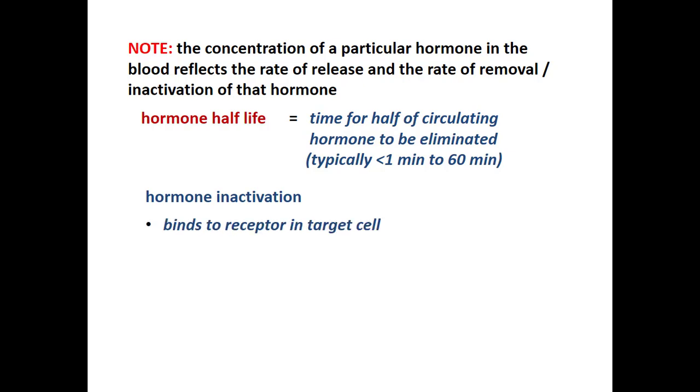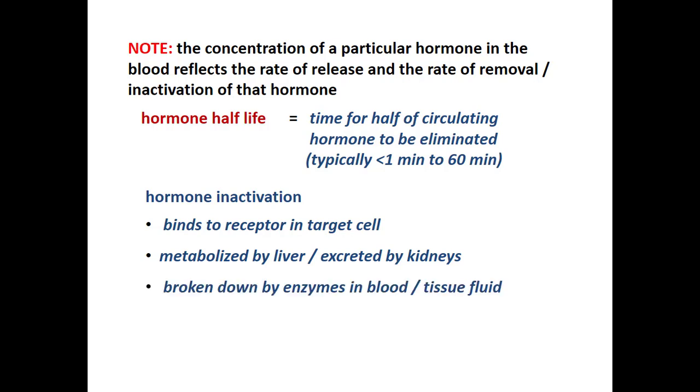Hormone inactivation can occur by a number of mechanisms. The hormone can bind to a receptor in the target cell, and it may actually be taken up by the target cell or enter the target cell by crossing the phospholipid bilayer, and then it will be potentially removed from circulation. Many hormones are metabolized by the liver, and the metabolic products or the hormones themselves are excreted by the kidneys. Hormones may also be broken down by enzymes which circulate in blood or tissue fluid.